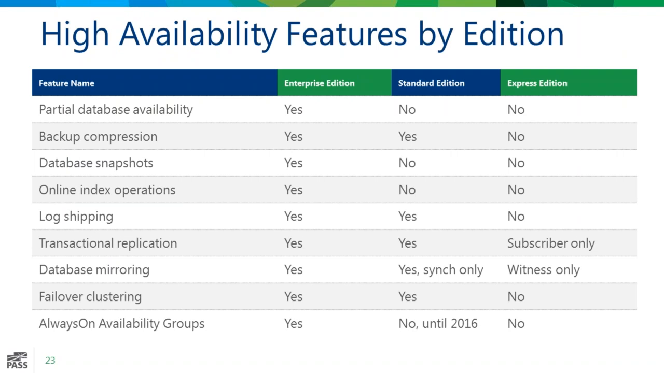So here's a little chart that just gives you some of the HA features by edition. So for Enterprise Edition on the left, you have all of these things available to you. And Standard Edition doesn't have a few of these nice features. And one of the big weaknesses of Standard Edition was that database mirroring was only synchronous, and then always on availability groups wasn't available until SQL Server 2016, and you get that sort of cut down basic availability group. And then Express Edition really can't do much of this except be a subscriber or a witness for database mirroring, but all these other things are not available in Express Edition.